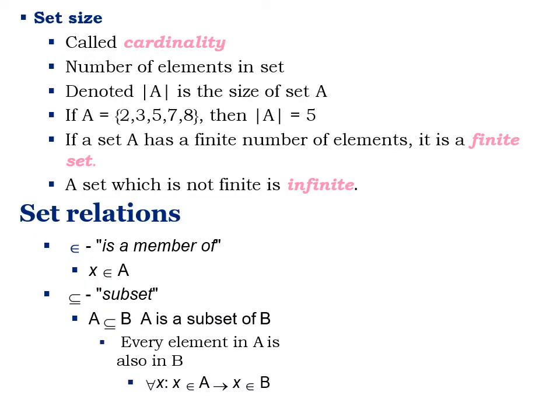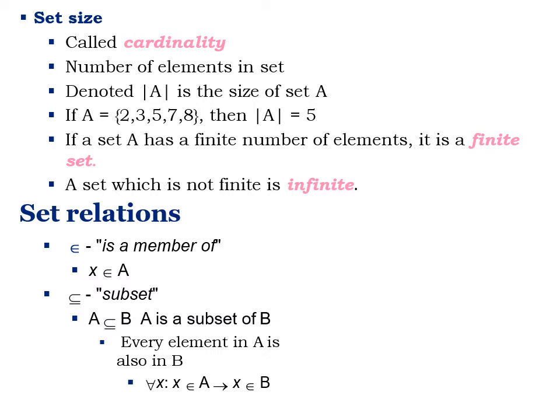So now we will have a set size. This is called your cardinality. Cardinality refers to the number of elements in a set. It is denoted by this symbol which represents the size of a set. For example, if A has the elements 2, 3, 5, 7, and 8, then your cardinality will be how many elements A has. So we have 1, 2, 3, 4, 5. So the cardinality of set A is equal to 5. If set A has a finite number of elements, it is a finite set. A set which is not finite is called infinite.